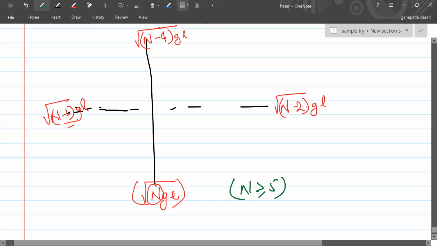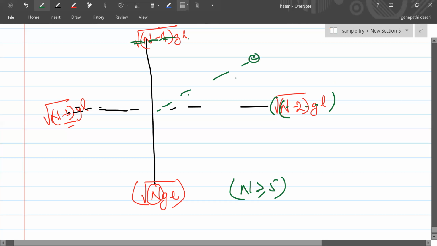It cannot go to here. Are you getting? 3 minus 4 is not possible, right? Not possible in the sense it cannot go to a negative root. It can go till here: 3 minus 2 is 1GL. There will be root GL velocity here, and it will go to some height and stop here. Got it? So you need to understand n should be greater than or equal to 5. If it is 3, it will go only till here. It cannot have a complete circular motion.